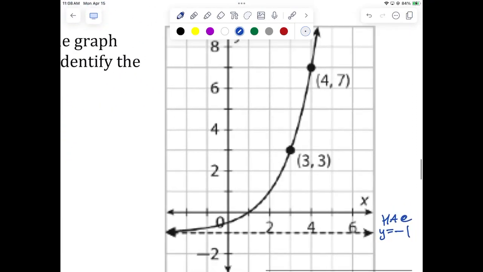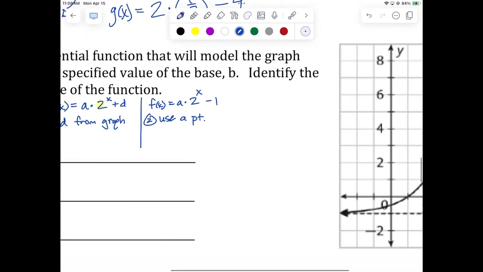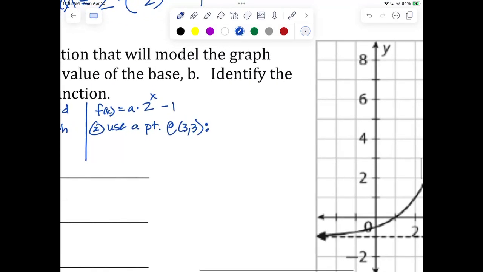I'm wondering if they're intending one of those points to be the old reference point. It's kind of hard to tell. Which of those points would you prefer to use? 3 and 3. Okay, so let's use it. I'm going to say at the point 3, 3, and then I plug in. So this is my f of x and this is my x. So I get 3 equals a times 2 to the third minus 1, and solve for a.